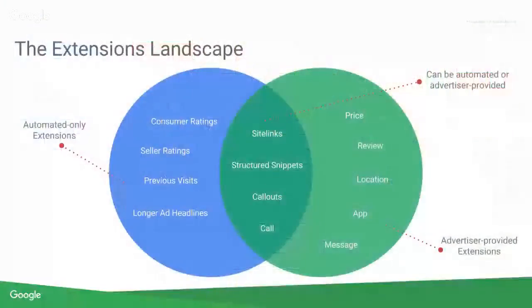Now that Erica went over automated versus advertiser provided extensions, let's take a deeper dive into the specific extension types. For the purpose of this hangout, we're only going to focus on the green circle, or the advertiser-provided extensions. As mentioned in the introduction, you should implement at least 4 ad extensions per ad group. Our main recommendation is to add the extensions that are universally relevant to all verticals: sitelinks, structured snippets, and callouts. Once you have those added, you can also add an additional extension that's relevant to your business.